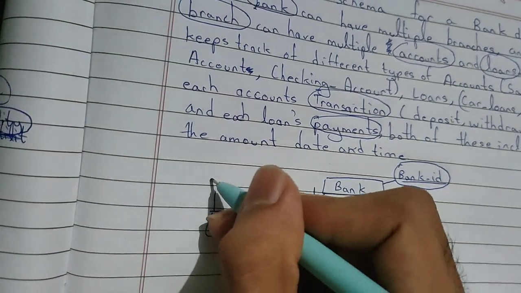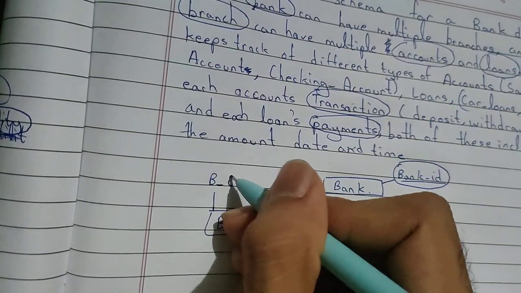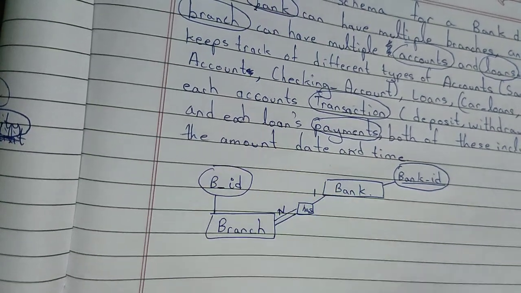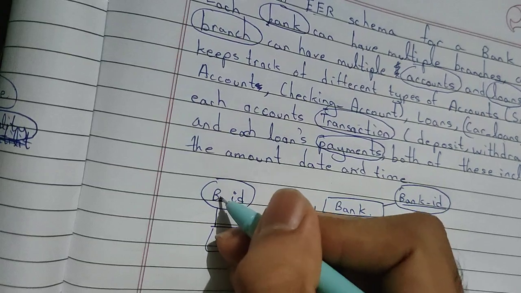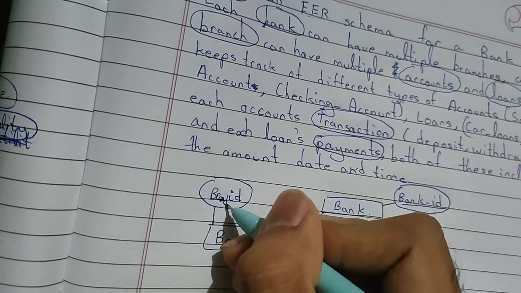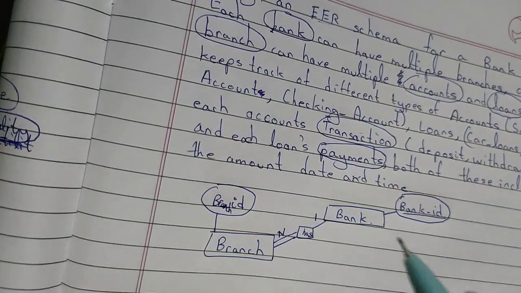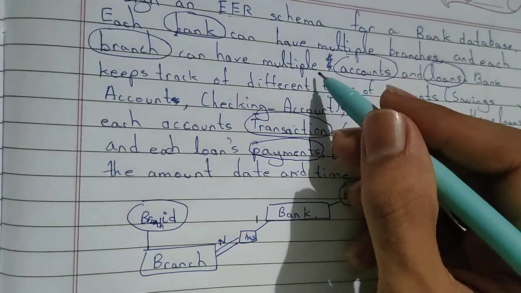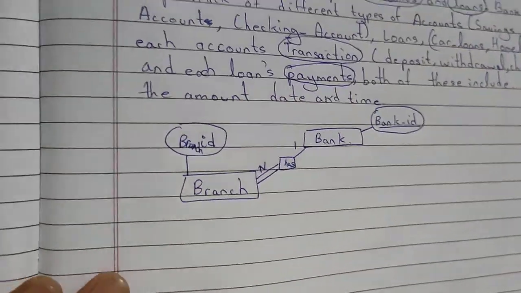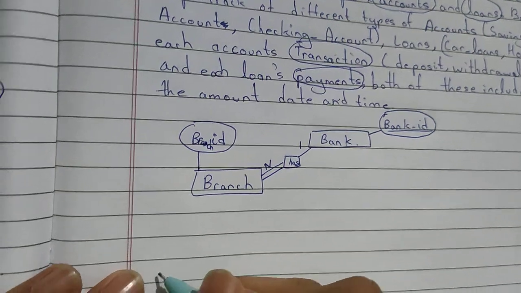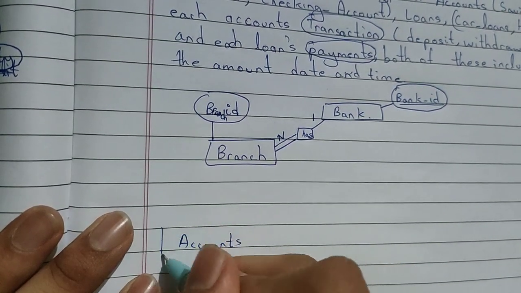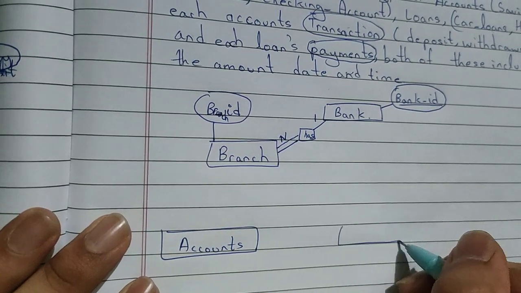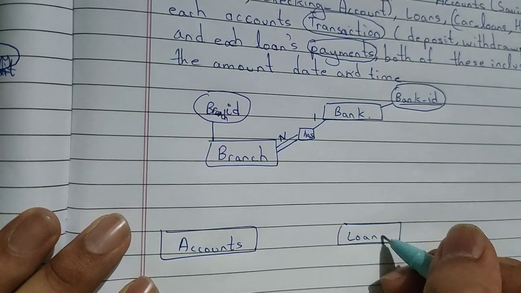Now each branch also will have its own branch ID. So let's just call that branch ID. Okay. Then what else do we have? Each branch can have multiple accounts and loans. Okay. So now we need one accounts entity, accounts, and it can have multiple loans also, no? So we'll have one loans here.